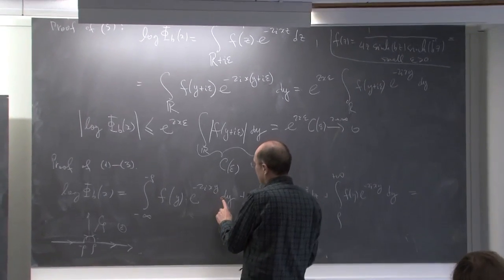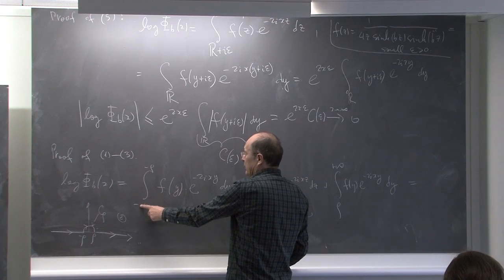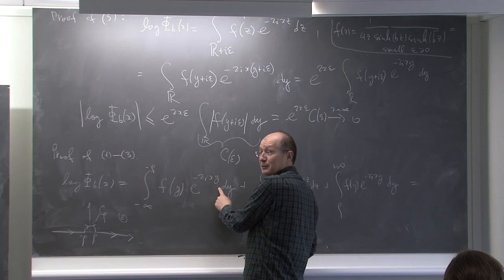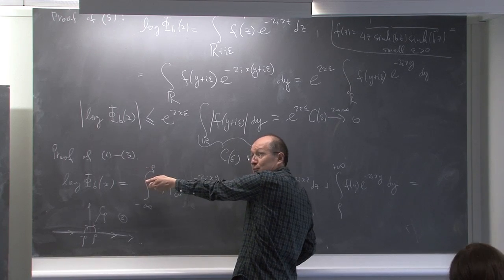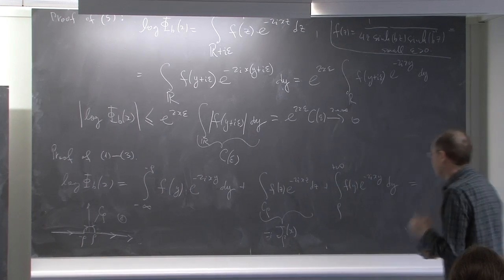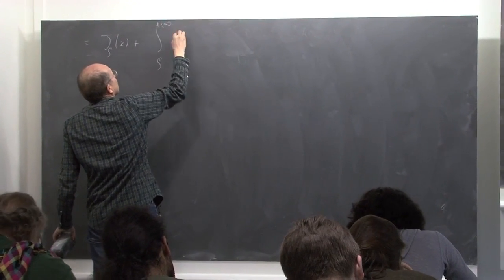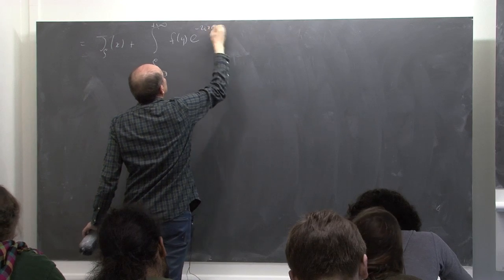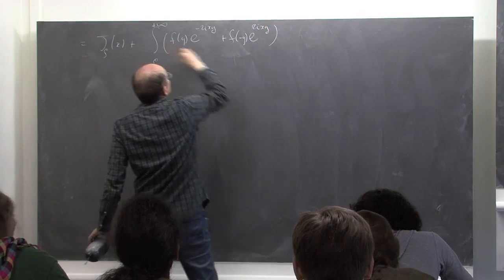So here I change the integration variables from y to minus y to make it from plus infinity to rho. But the measure will give me minus sign, right? Because y goes to minus y. But I absorb this minus sign for swapping the limits to putting from rho to plus infinity. And so the neat effect is the following. So integral from rho to plus infinity, f of y e minus 2i x y plus f of minus y e 2i x y dy.